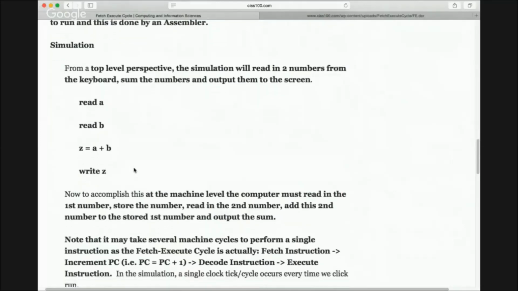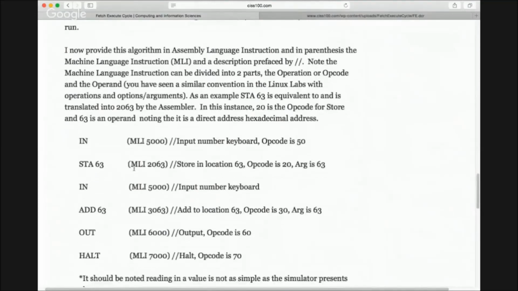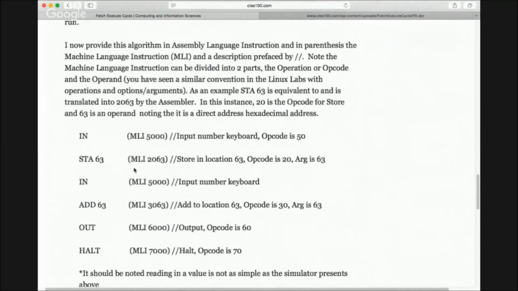Now let's take a look at what it would be in assembly language, and specifically, again, this is register transfer logic. So register transfer logic is essentially a generic assembly language. So what did I do? I read A, I read B, I added A and B and stored it in Z and wrote out Z.